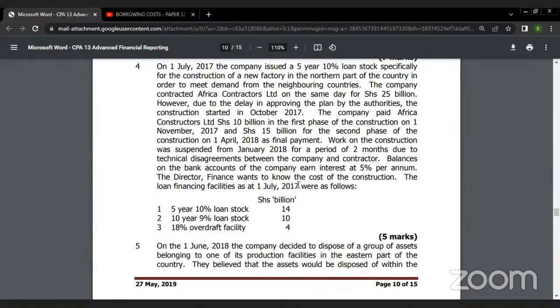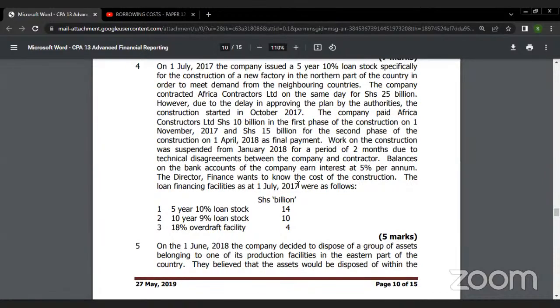The director of finance wants to know the cost of the construction. The loan financing facilities as at 1st July 2017 were as follows. The 5-year loan stock, 10%, that is for 10 billion. Then there's a 10-year 9% loan stock of 10 billion, as well as an 18% overdraft facility of 4 billion. Of course, in this case, we have to find out the amount to be capitalized, the capitalized interest, and then you can even go ahead and find out the carrying amount of the constructed factory.